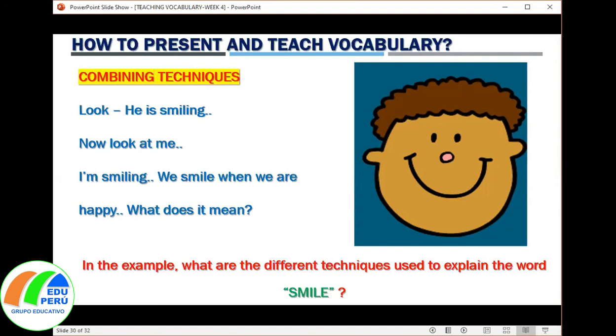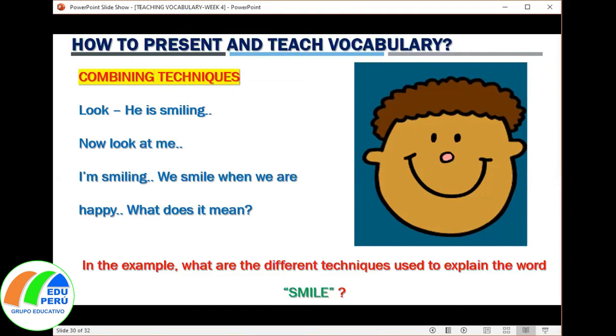The teacher drew the picture, no? You can see the picture here. First, the teacher says, look at the picture. He's smiling. Then look at me. So now the teacher is making a gesture. He starts smiling. What else? Repeat after me.